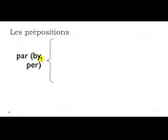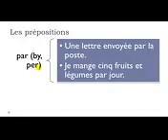Par will mean by or per. For example, une lettre envoyée par la poste. Une lettre, a letter, envoyée, sent, par la poste, by mail, okay? So in that case, you get to use this par. It could be par courrier électronique, by email if you want.